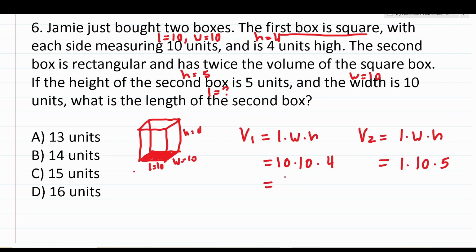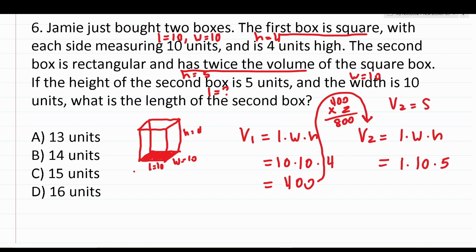How do we find the volume of the first box? It's 10 times 10 times 4. Again, 10 times 10 is 100, times 4 is 400. So we know the volume of our first box is 400. Well, we were told in this problem that our second box has twice the volume of the first box. So to find V2, we're going to take the volume of our first box, notably 400, and multiply it by 2. You should know that 400 times 2 is 800. In other words, the volume of this second box is 800, and that means we can go ahead and replace V2 right here with 800.